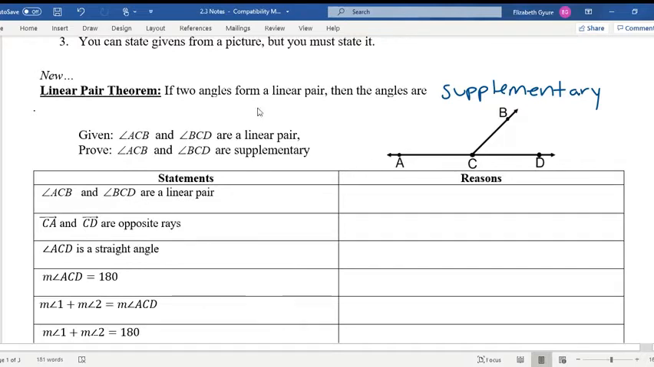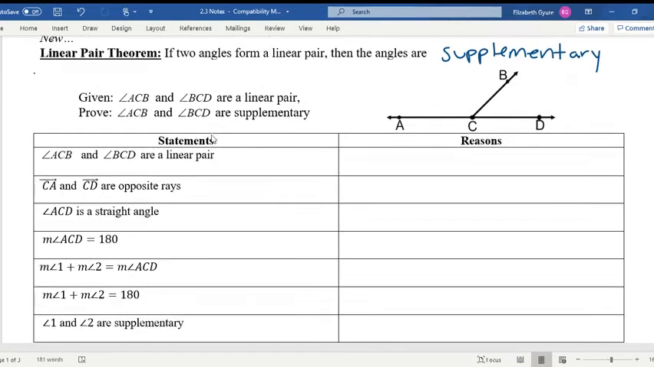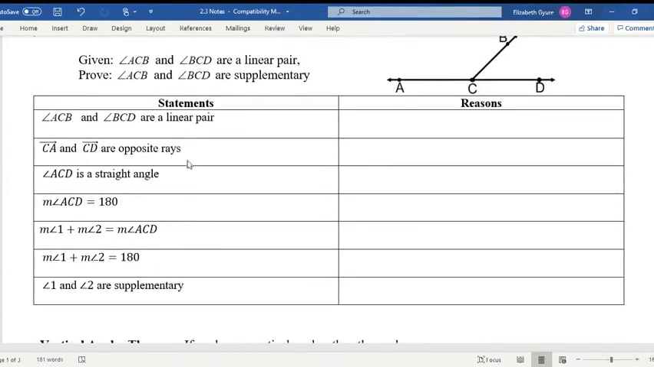So we want to prove, basically, what does it mean if two angles are supplementary? What does that mean, Colin? That they add to 180. So we're going to prove that these add to 180, basically. Okay? So what I've done here is I've filled out all our statements. So we're going to go through and look at those. We're just going to figure out our reasons.